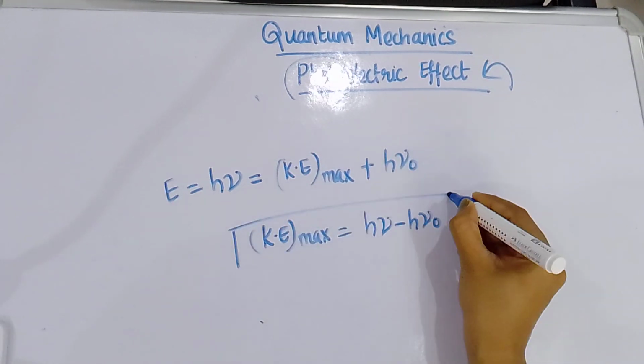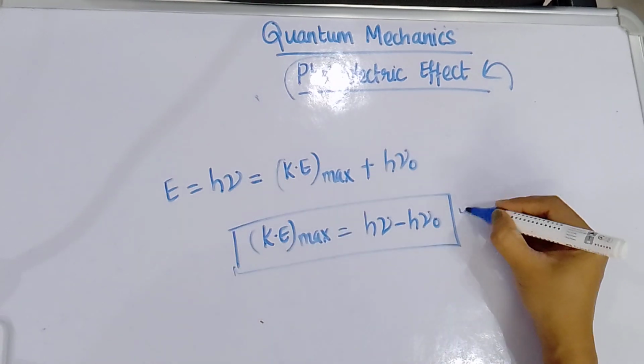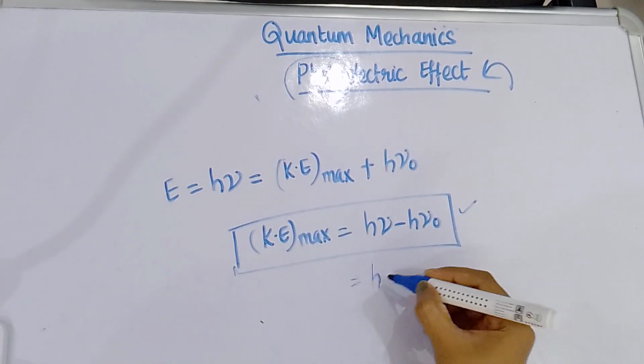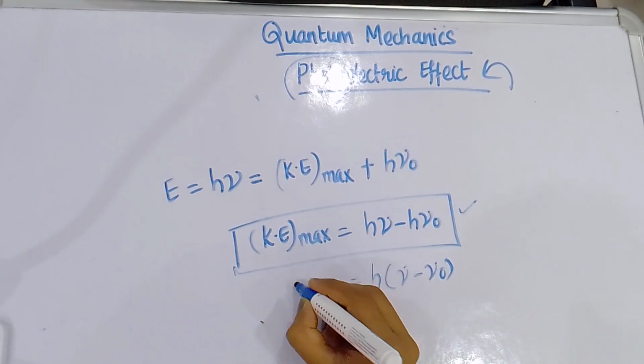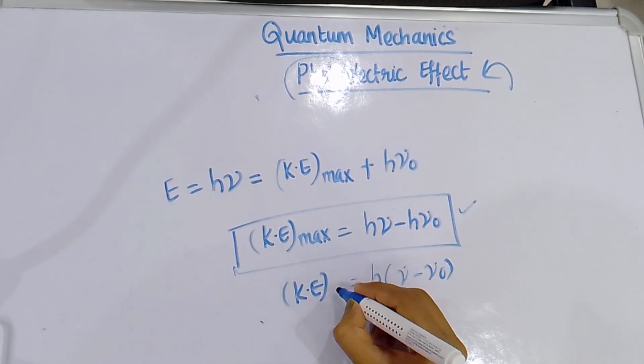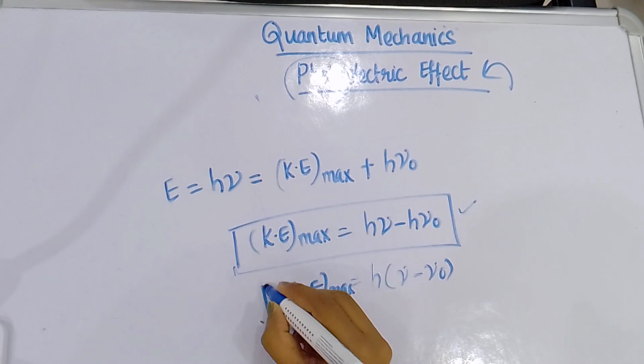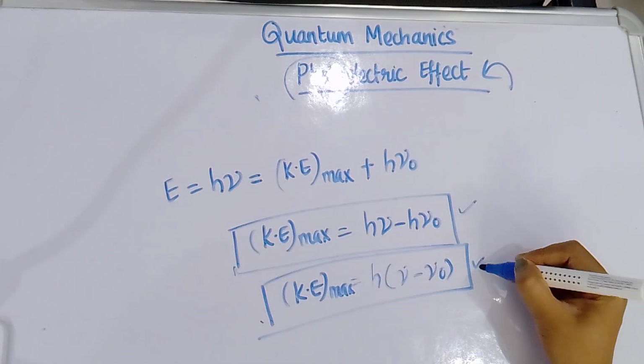This is the Einstein photoelectric equation. I can take h common, so you will be getting h times nu minus nu naught. So this is kinetic energy maximum. Alright, so this is the expression that you have to remember.